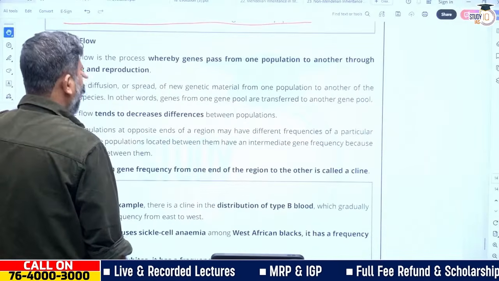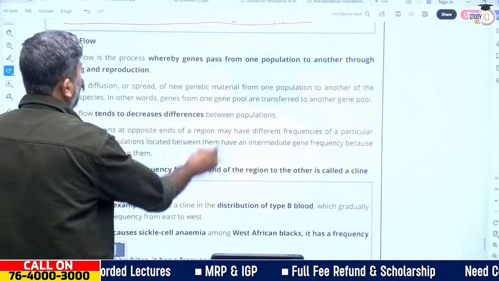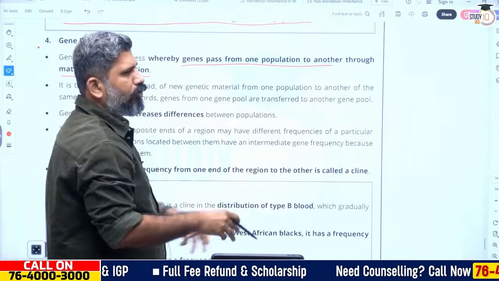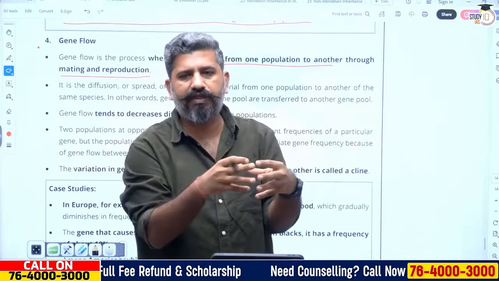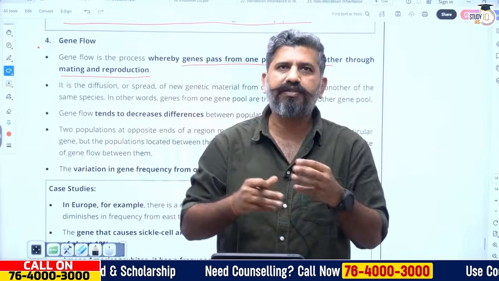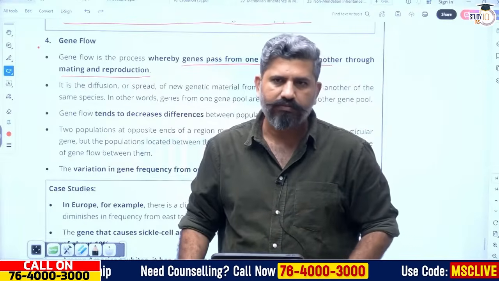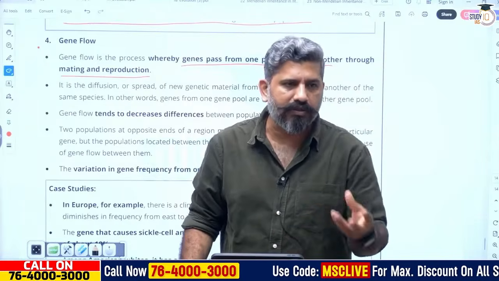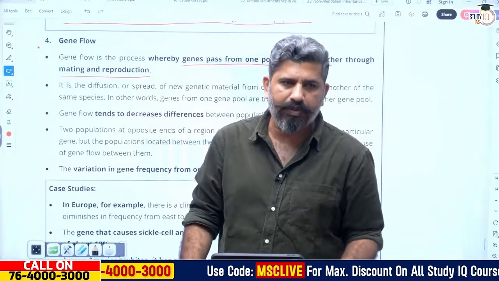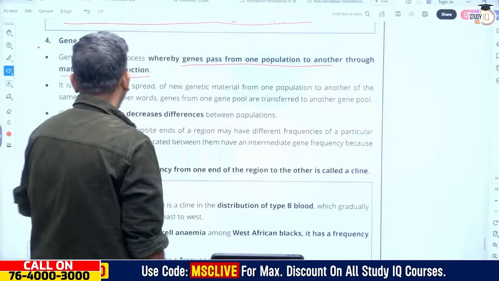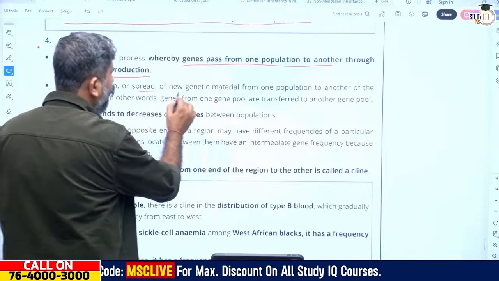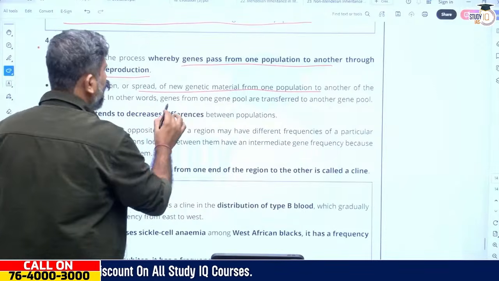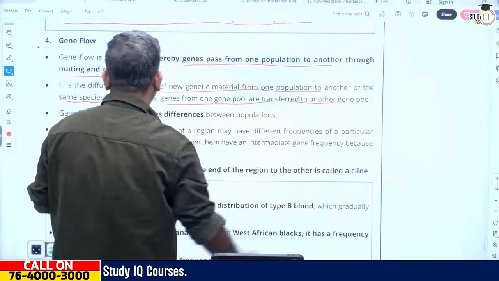True. Next is gene flow. Right? Gene flow is the opposite of genetic drift. It is when genes pass from one population to another through mating and reproduction. Two isolated populations, if they come into contact with each other and interbreed with each other, they are going to exchange what? Genetic material. What exactly is the consequence of sexual activity and reproduction? It is the exchange of genetic material. That is what is happening. है नहीं है? It is the diffusion or the spread of new genetic material from one population to another of the same species. In other words, genes from one gene pool are transferred to another gene pool.